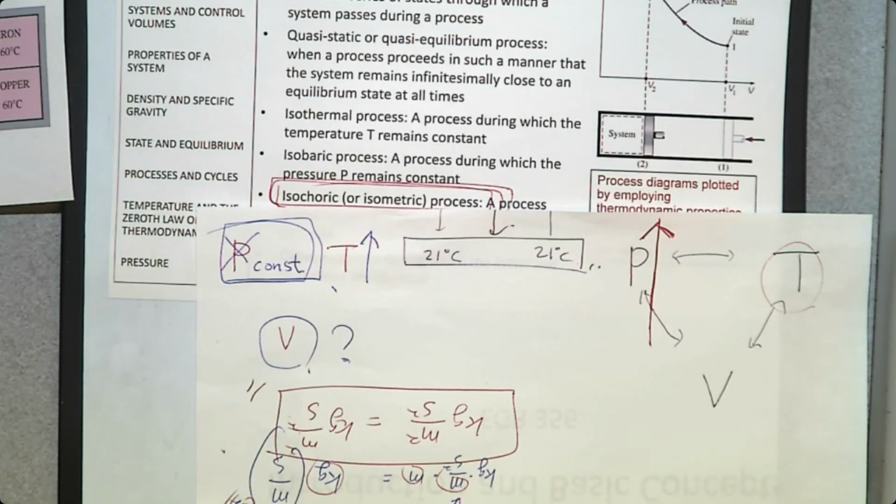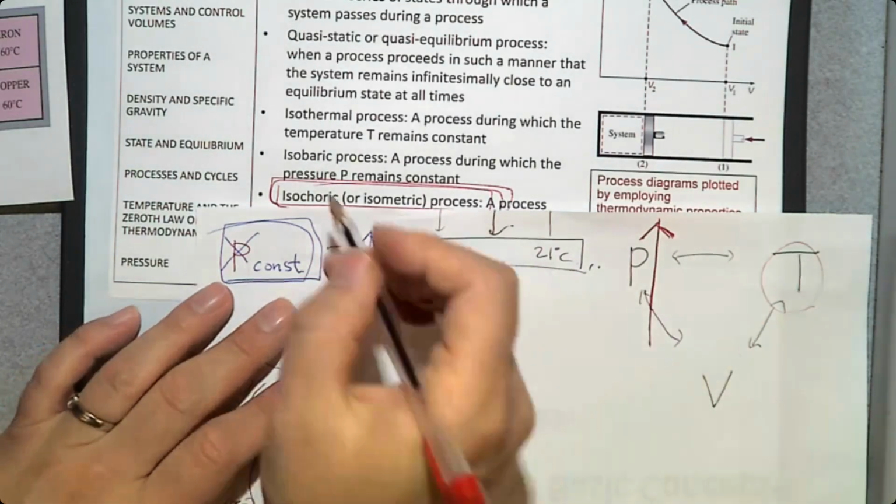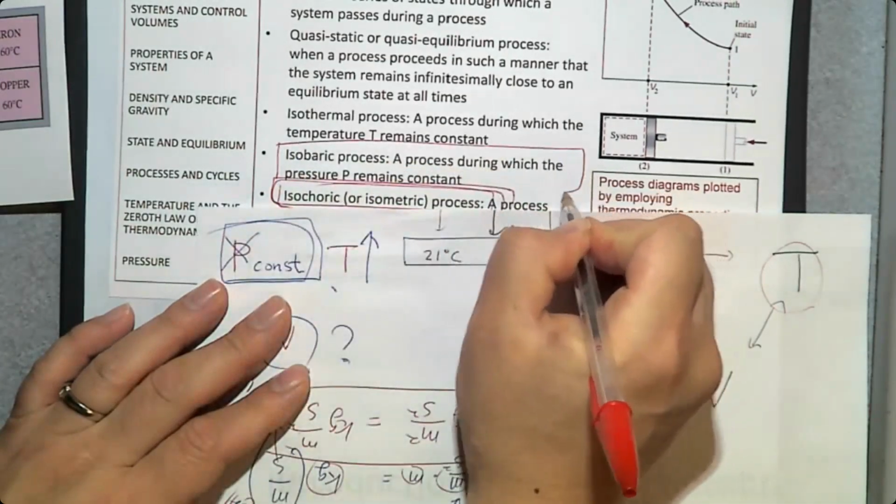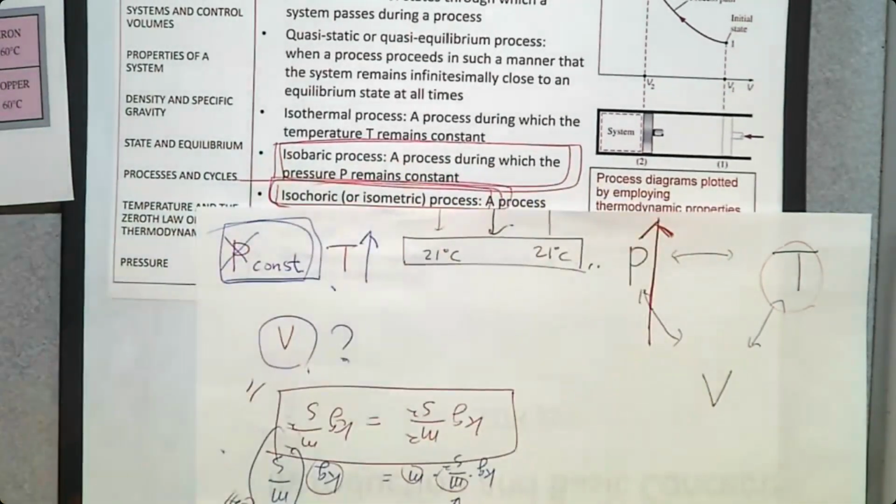So you can assume that it's a constant pressure condition. Within this classroom, you can say when temperature goes up, volume goes up. When temperature goes down, volume goes down. That is called an isobaric process, a process during which pressure P remains constant.